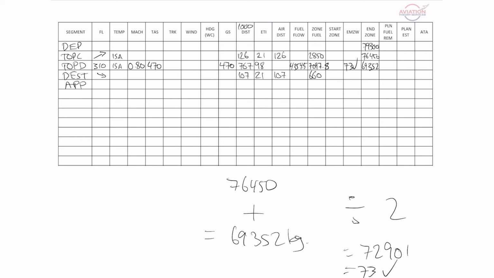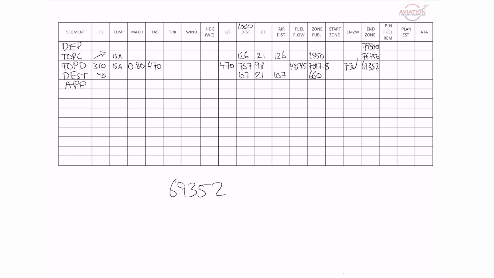So the weight we have now, 69,352, that's our top of descent weight, or the weight before we begin the descent. So now what we can do is take off the descent weight, and that's going to give us the weight that we arrive at the airport. So 69,352, take the descent fuel of 660, that gives us 68,692. We also have 400 kilos for approach, so we'll take that 400 kilos off, 68,292. This number here, that's our landing weight, 68,292 kilos.